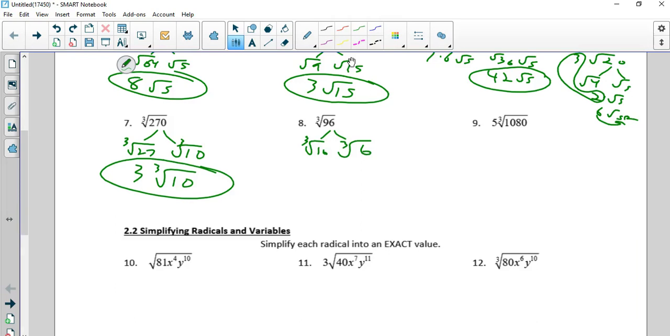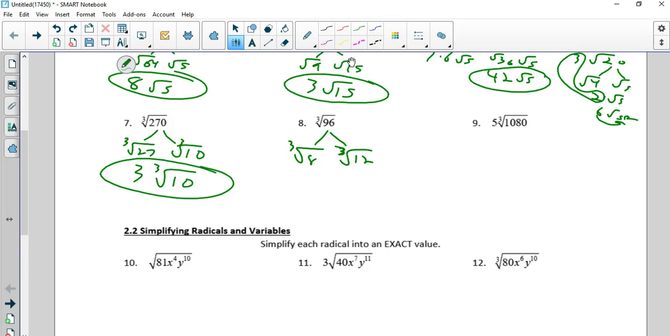The cube root of 16, oops, my bad, I slipped. And I was looking at the wrong line. So let's try 27. 96 divided by 27 does not work. How about 8? 96 divided by 8, and it's 12. So this is the cube root of 8 times the cube root of 12. I was looking at the square line. Sorry about that.